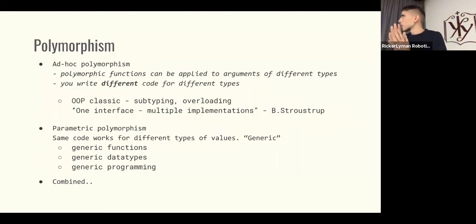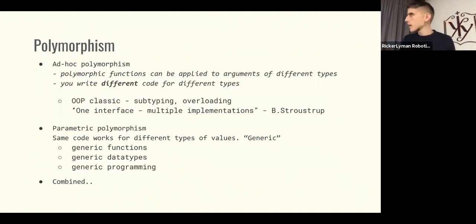So let's talk a little bit about polymorphism. When you say polymorphism, you usually think about object-oriented programming. And in object-oriented programming, it is done basically with subtyping and overloading. So you have some tree kind of inheritance of objects, and there is a common interface and different implementations for that interface. But this type of polymorphism is just one, not even one of the types, it's one of the subtypes, I would say.